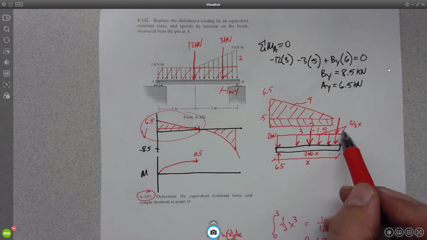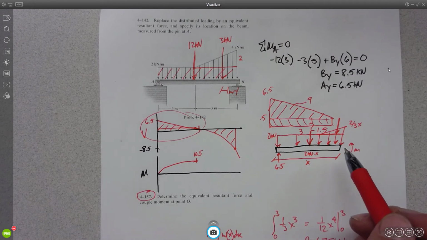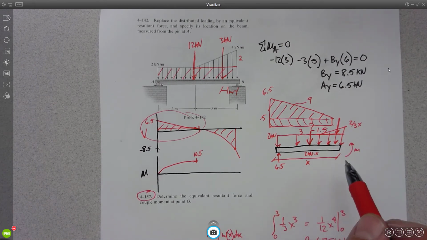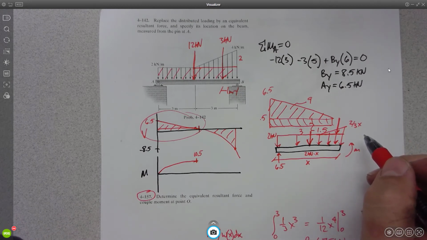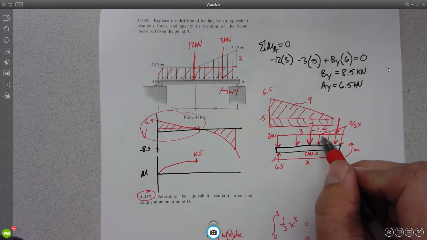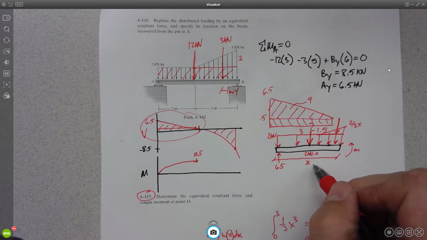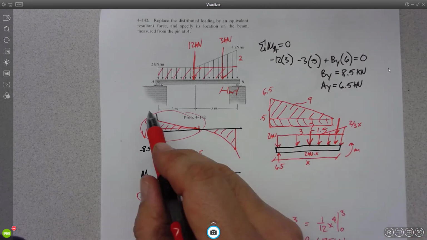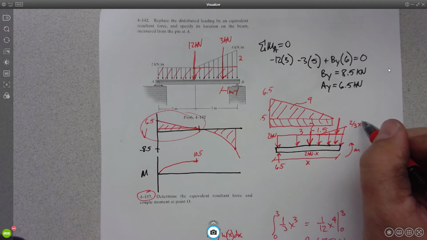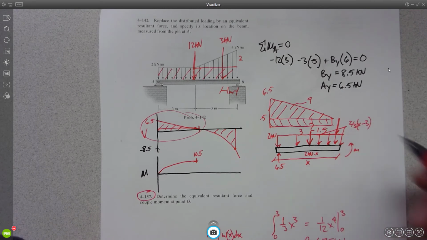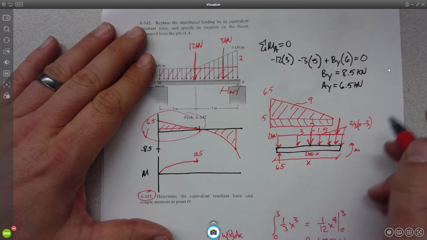So let's see. A couple ways we could think about this. None of them are fun. It's 2/3 x, but starting at 3. How am I going to do that? 2/3 x minus 3, right? Two-thirds x minus 3.